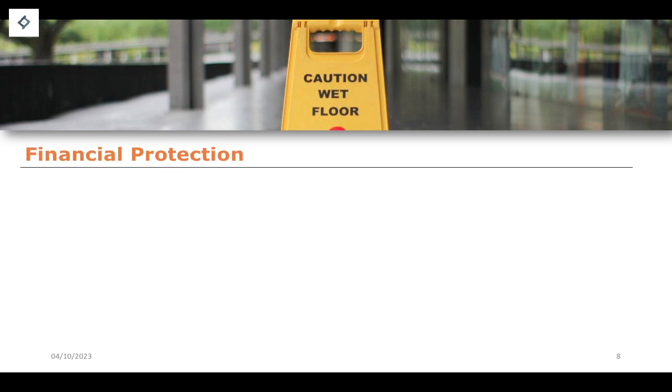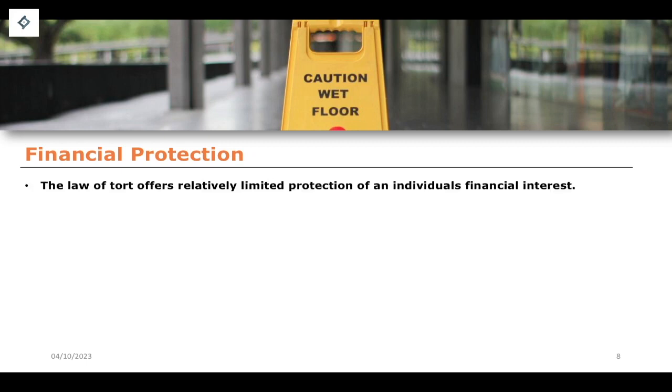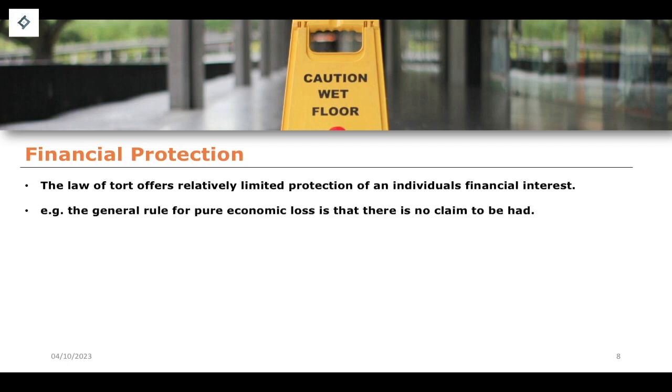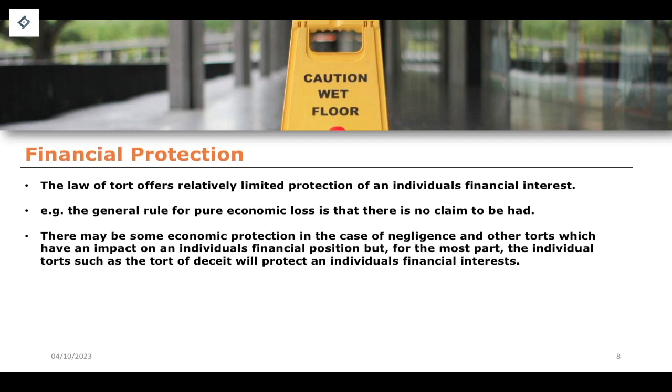Finally then, what about financial interests? What is quite interesting in this regard is that the law of tort offers relatively limited protection to an individual's financial interests. So, for example, the general rule in negligence for pure economic loss is that there is no claim to be had. There are various exceptions to this, which we will get to, but it's quite interesting that there may be some economic protection in the case of negligence, but there are also other torts which can have an impact on an individual's financial position. But for the most part, individual torts, such as the tort of deceit, will protect an individual's financial interests within the law of tort.